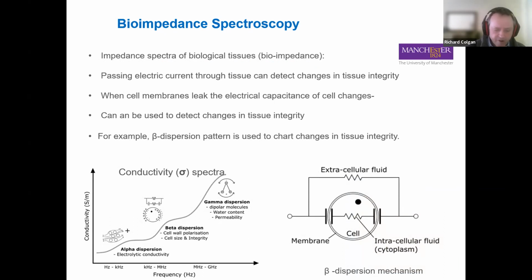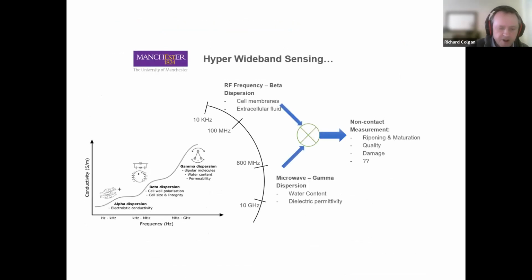And it depends on the frequency of that electrical input. So what we're talking about here is what's called beta dispersion, which is around 10 to 100 megahertz of electrical frequency. And at that frequency, you can tell differences in cell membranes and any fluid leaking out of those membranes, which can be indicative of tissue breakdown.